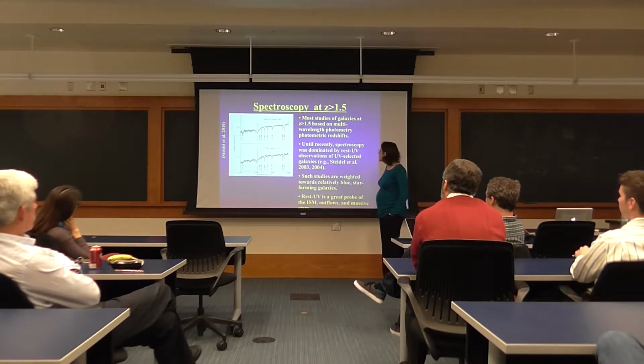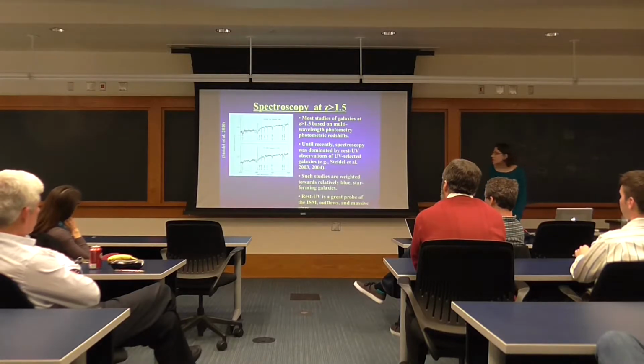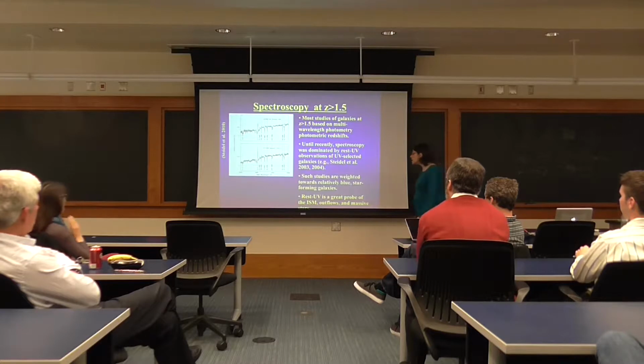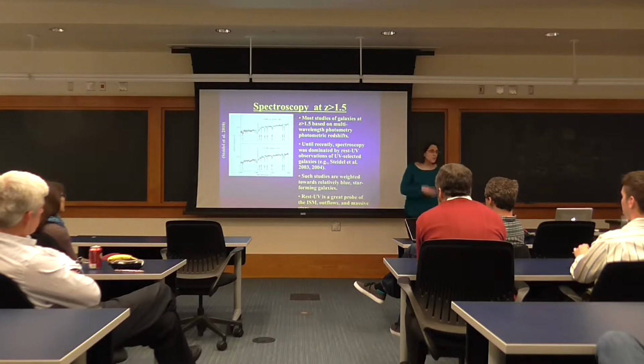Now, the issue, though, is that most studies of galaxies at redshifts greater than 1.5 are based on multi-wavelength photometry at photometric redshifts. Okay, like for example, this plot that I just showed you has a lot of data points on it, but the vast majority of these data points are based on just photometry. Until recently, spectroscopic studies of the early universe were really dominated by rest frame UV observations using an optical spectrograph of UV-selected galaxies. So such studies are weighted towards relatively blue star-forming galaxies.